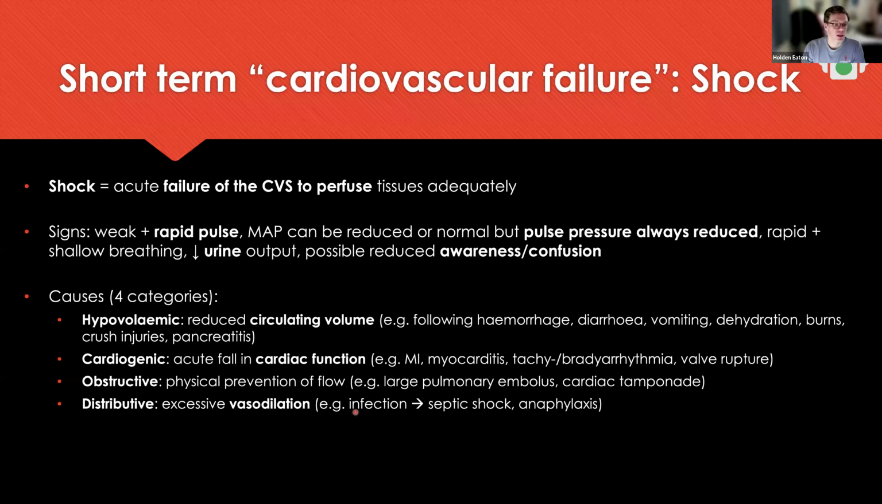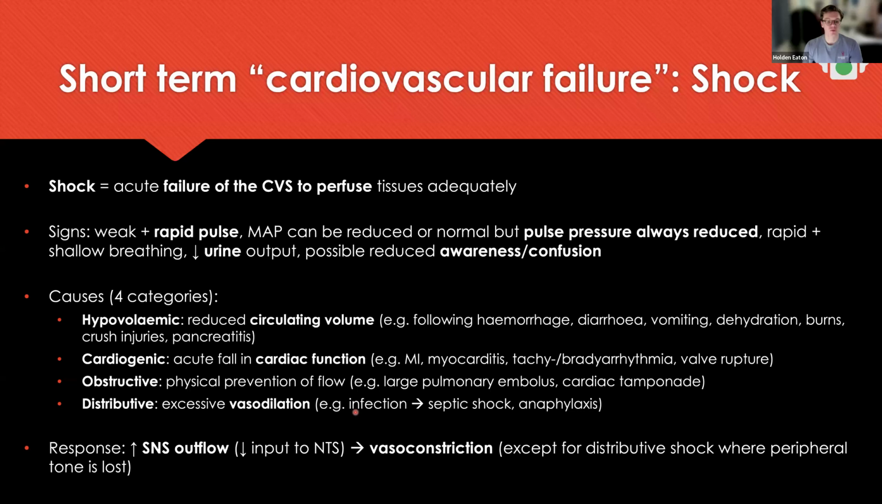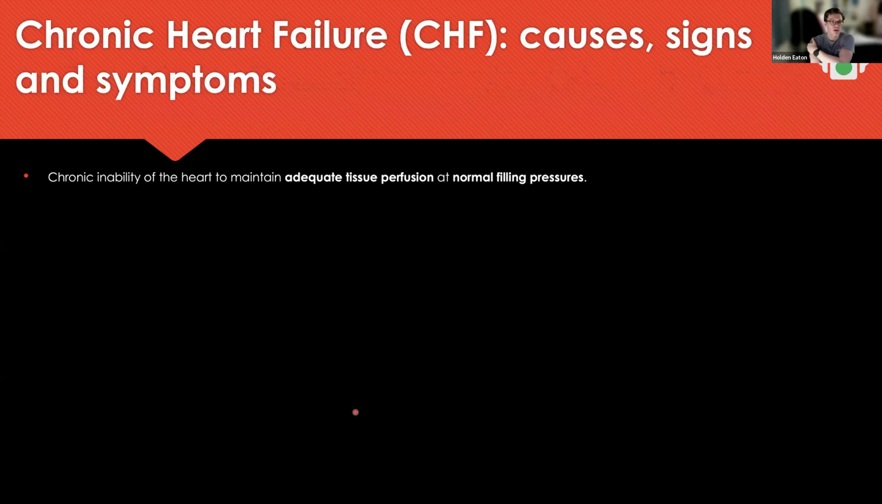perfusion pressures. Big emergency. So the short-term response, as per right back at the beginning, our discussion of short-term blood pressure control, is to increase sympathetic nervous system outflow. So you get your stretch receptors going haywire, feeling like suddenly there's no stretch anymore in the arteries. So you get a compensatory sympathetic outflow.